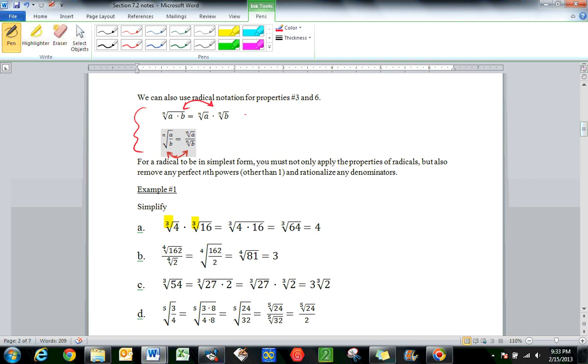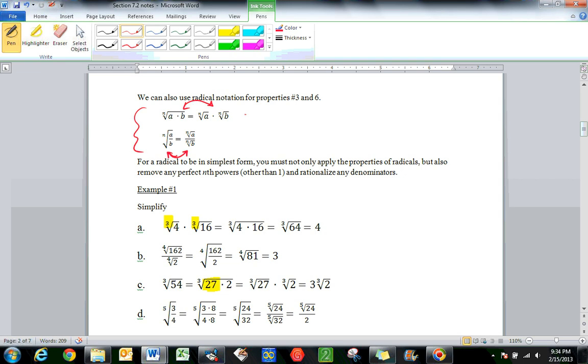Now in part C, we have the cube root of 54. In this case, we're actually going to have to try to break it up, and what we're looking for here is not a perfect square anymore, but a perfect cube. The perfect cube embedded in 54 is 27, and when we break that apart, the cube root of 27 becomes 3.